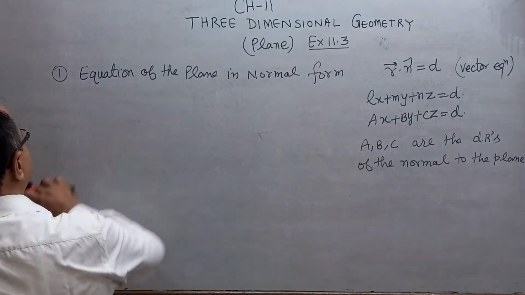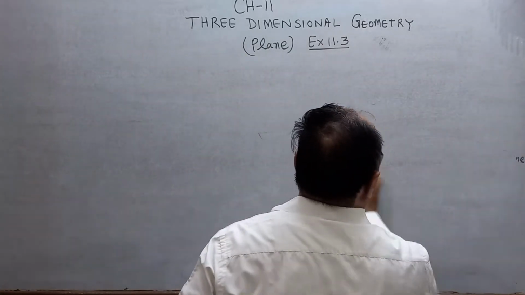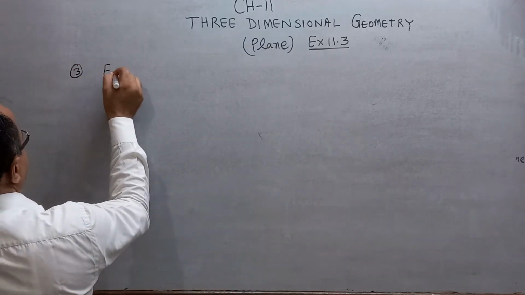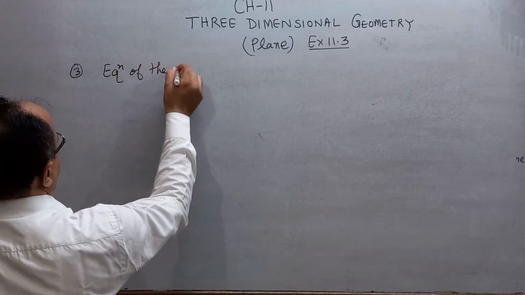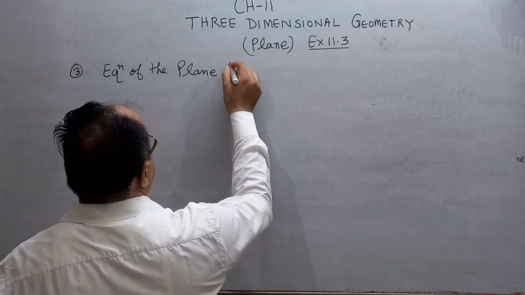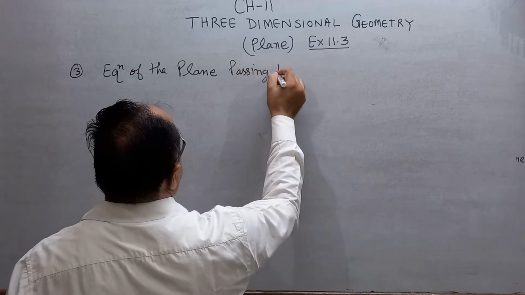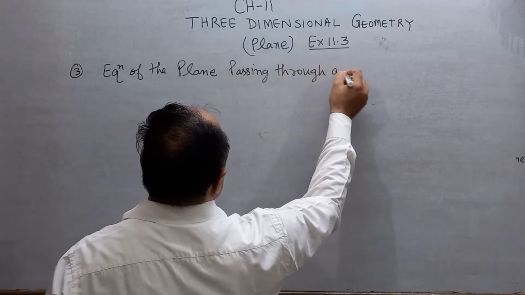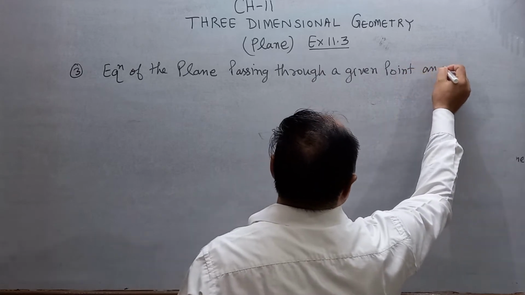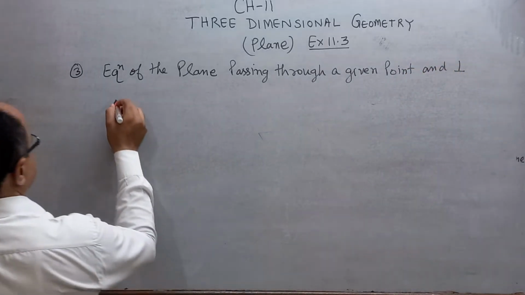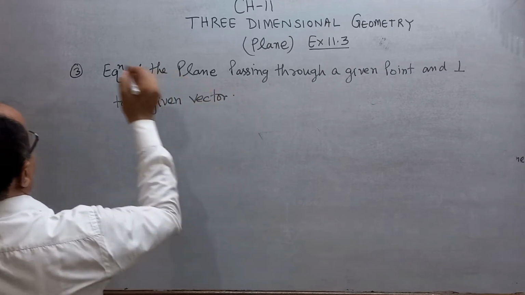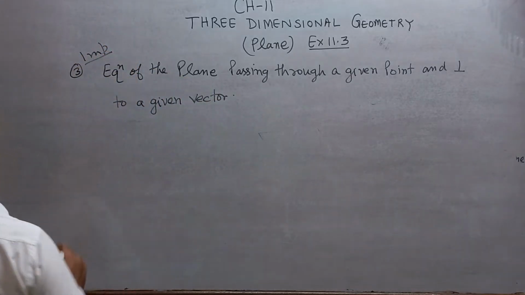Now, third point: equation of the plane passing through a given point and perpendicular to a given vector. This is a very important result. इस रिजल्ट से 100% एग्जाम में क्वेश्चन आता है.